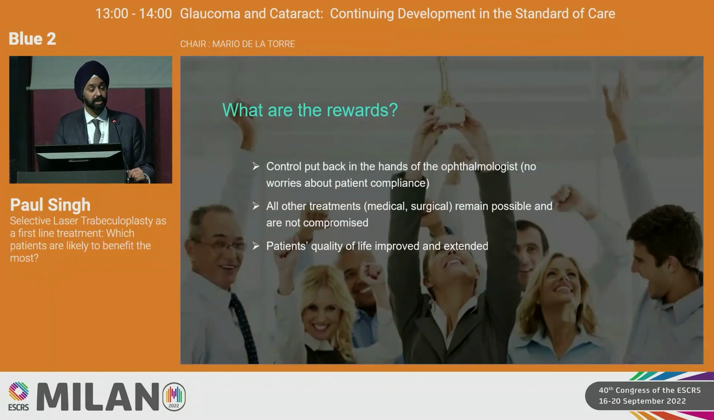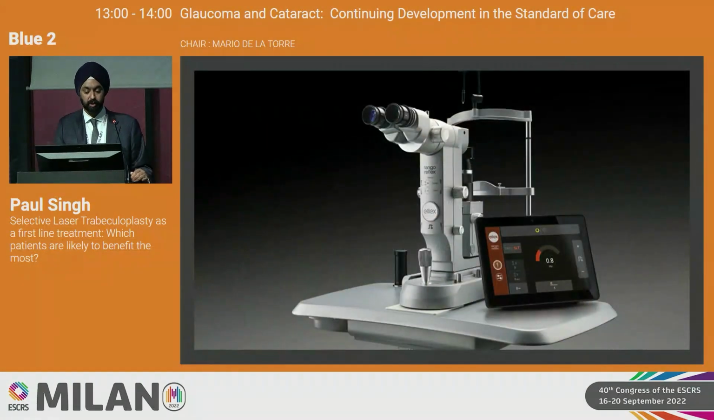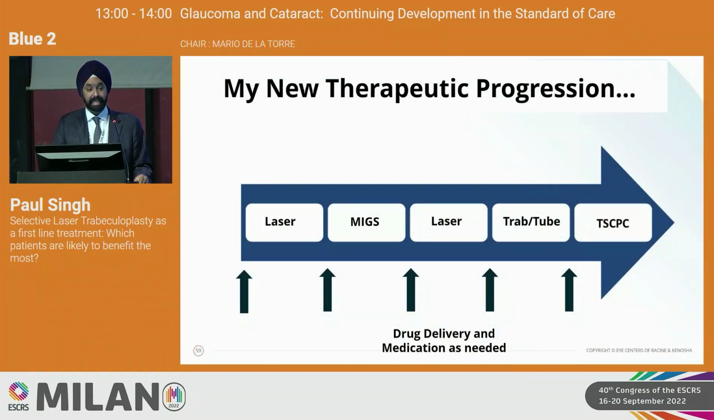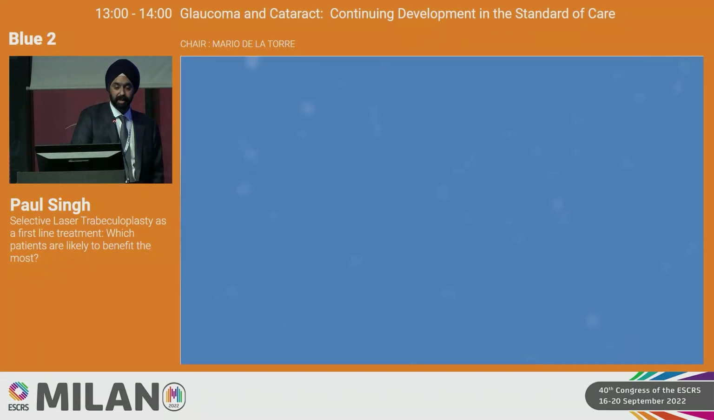So a lot of rewards, taking control back to us, not worrying whether a patient is taking medications or not. A huge, huge benefit for us, and long-term control of glaucoma as well. I think the type of laser we use makes a difference as well. And my new regimen here: laser first line, MIGS second line, more laser, then I'll do a trab, and drops are there as needed. Thank you so much for the opportunity.